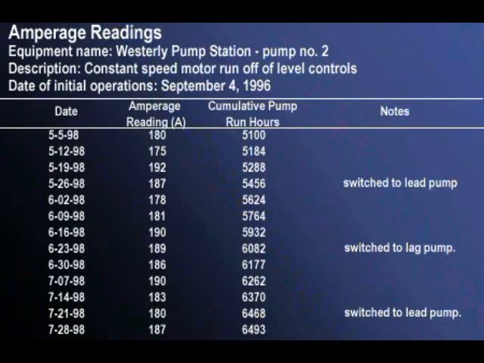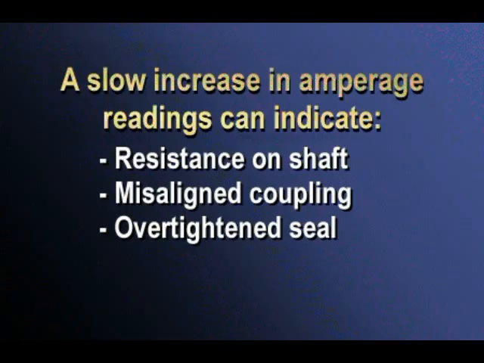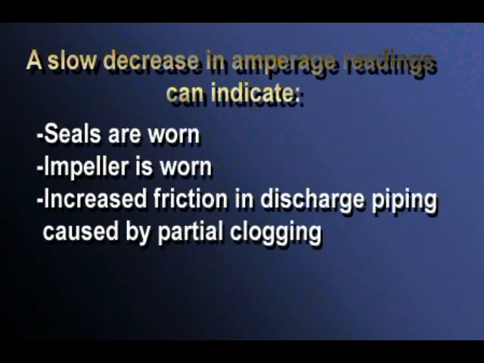In examining records for a given motor, changes in the amperage readings are the primary concern. A very slow increase in the amperage over time can be an indication of wear and tear on the motor. Resistance to the turning of the shaft caused by worn bearings, a misaligned coupling, a seal that is over-tightened, clogging in the impeller, or motor problems. A slow decrease in amperage means that less wastewater is being pumped, probably because either the seals are worn, the impeller is worn, or there is increased friction in the discharge piping from a partial clogging inside the pipe.